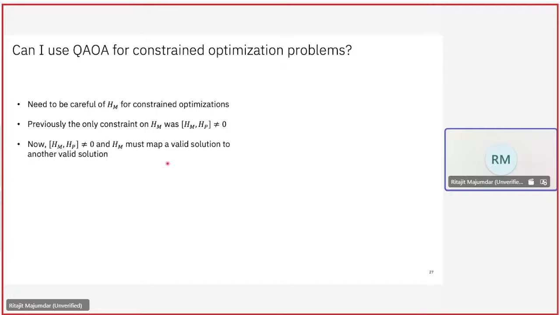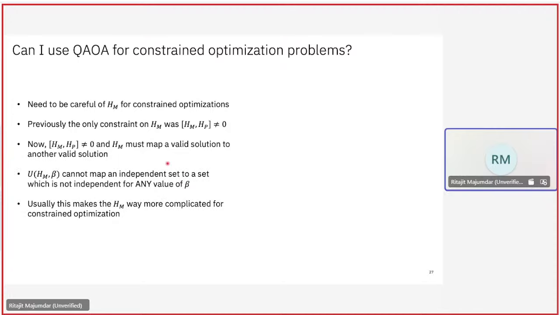I cannot start with a valid solution, I cannot start with a solution which is an independent set, and then I put an HM, and it creates a superposition where some states are independent sets, some are not independent sets. This cannot happen. So it should map a valid solution to another valid solution. This makes this a way more complicated problem. See, what it means is that when you create U_HM(beta) for any value of beta, this cannot violate the constraint if you start with a state that does not violate the constraint. And this is what makes things way more difficult.